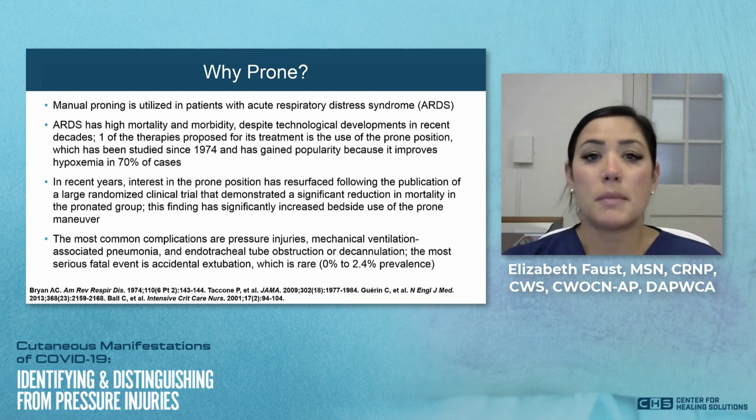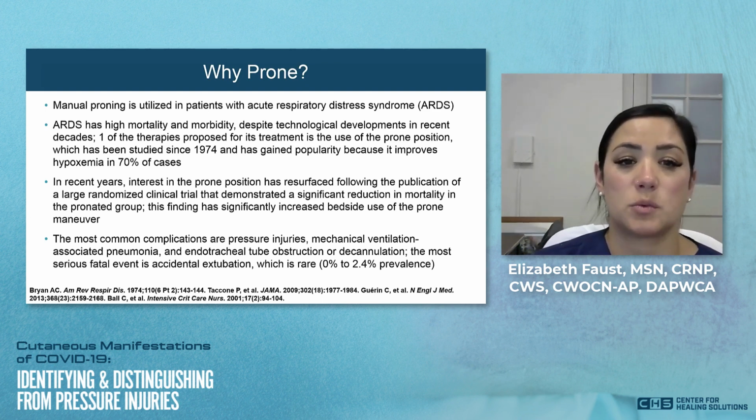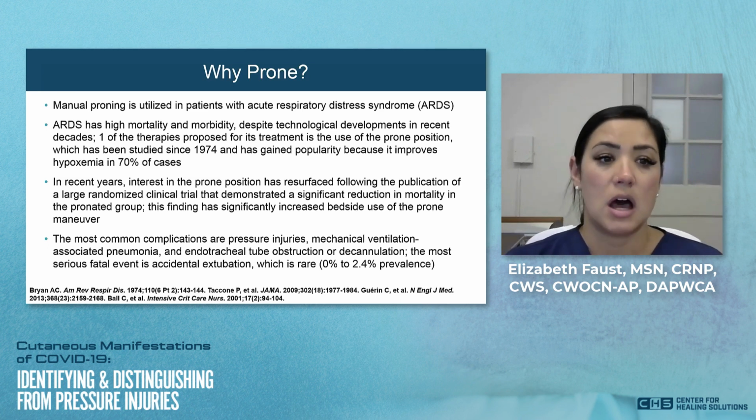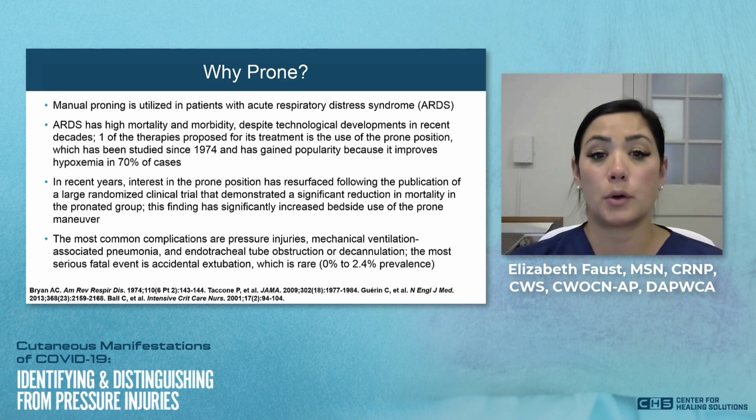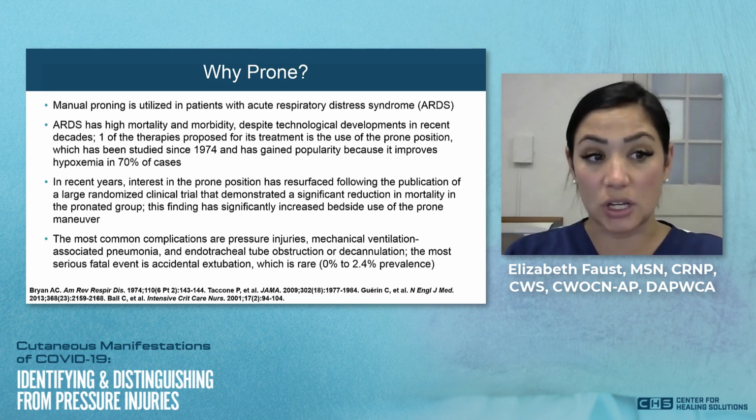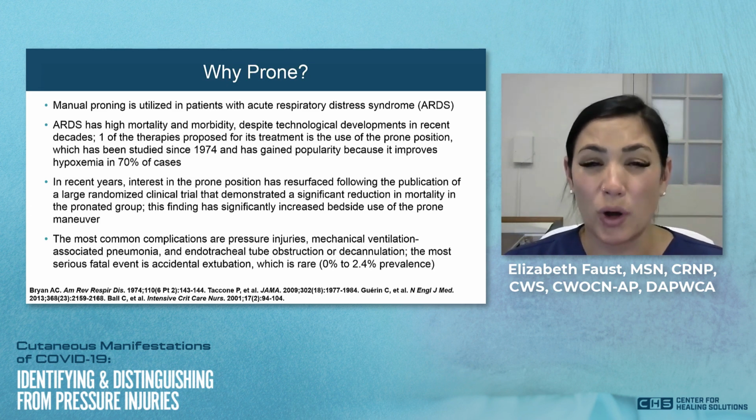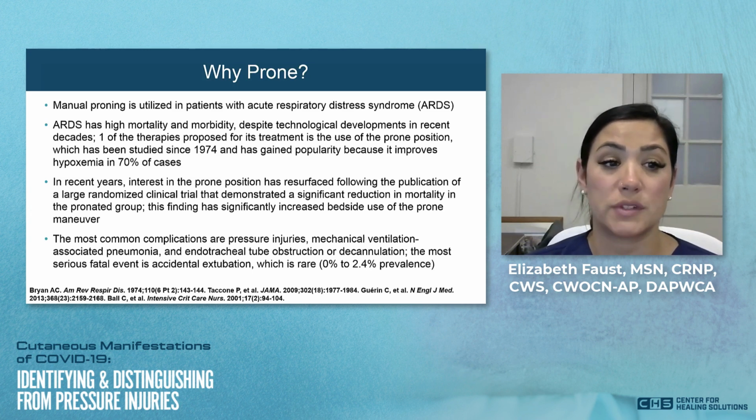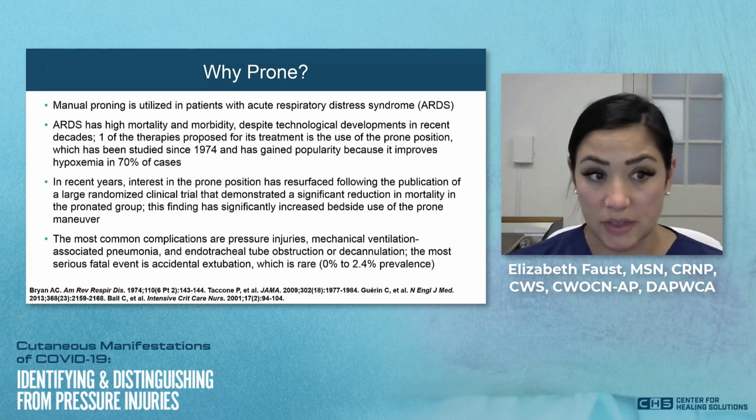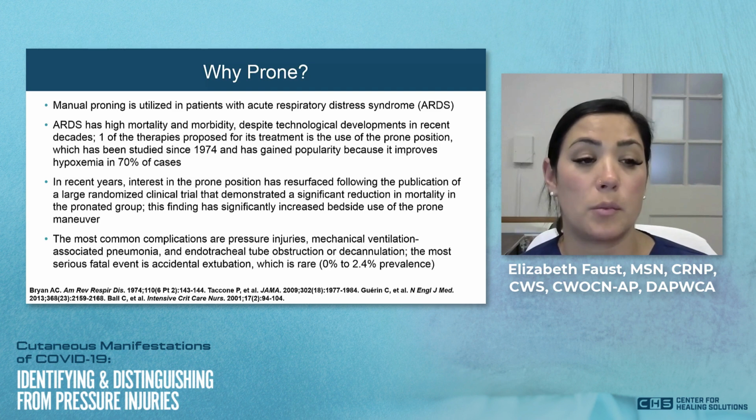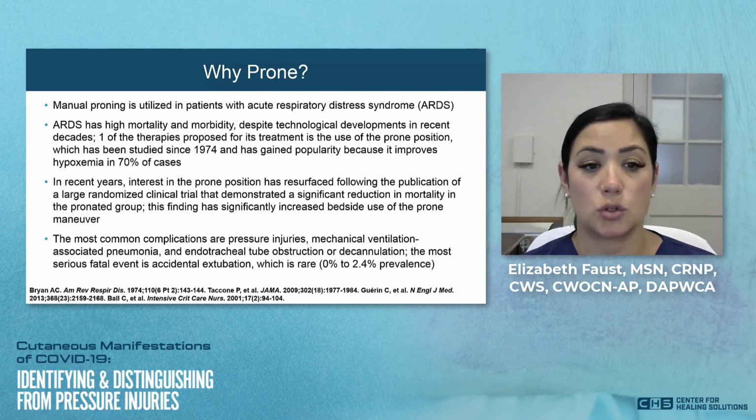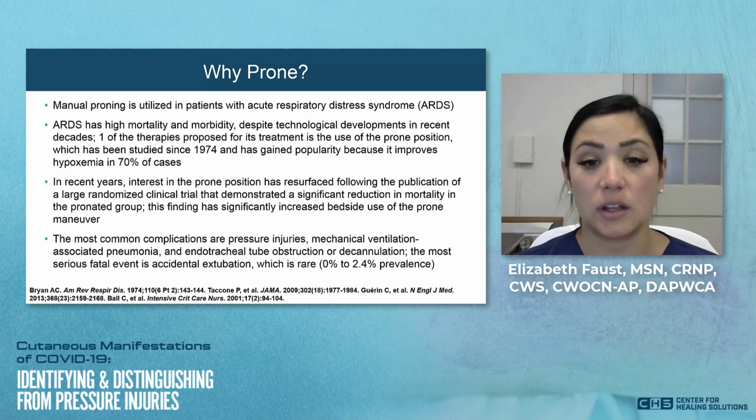So why prone? Manual proning has been utilized for years in patients with acute respiratory distress disorder. It has a high mortality and morbidity, and despite technological developments in recent years, one of the therapies proposed for the treatment is to use the prone position. It's been studied since 1974, and it's gained a lot of popularity because it improves hypoxemia in about 70% of the cases. In recent years, interest in prone positioning has resurfaced following the publication of a large randomized control trial that demonstrated significant reduction in mortality in the pronated group.